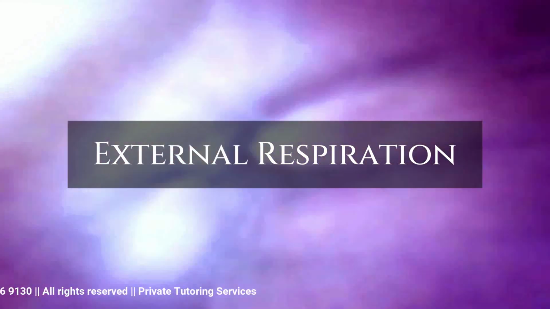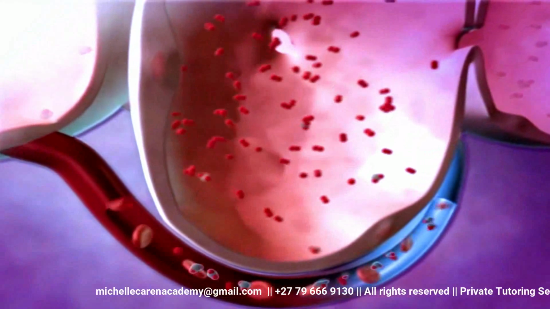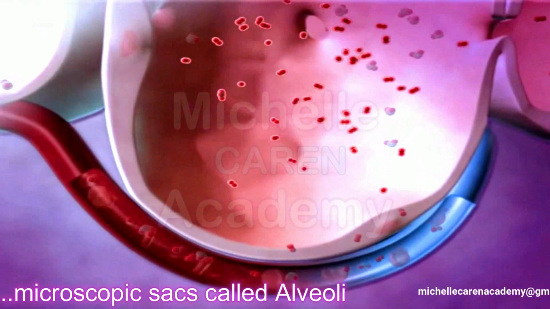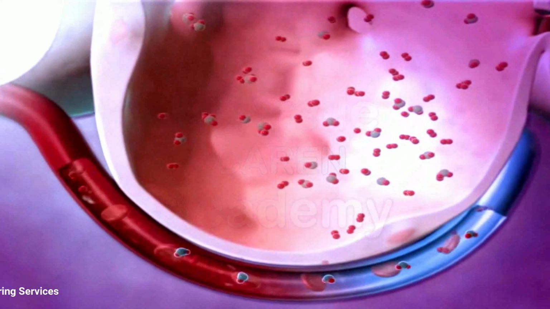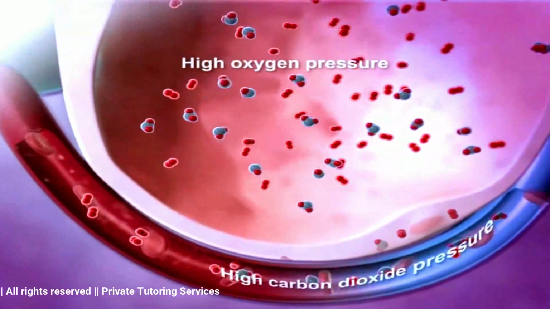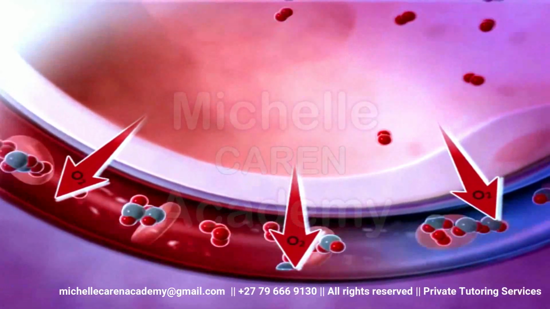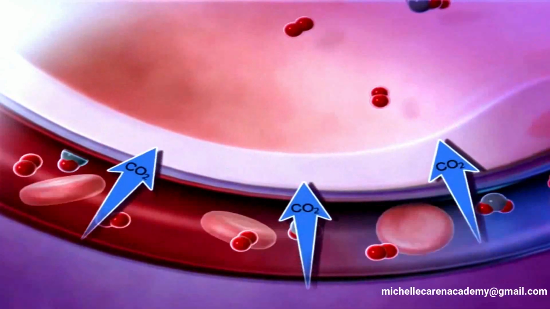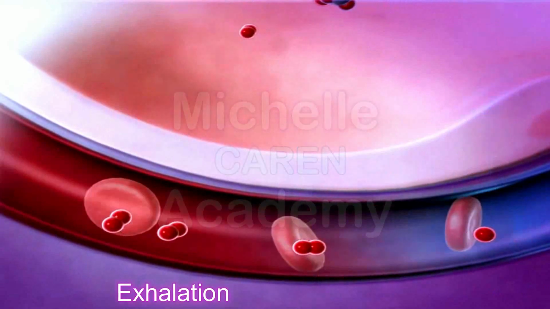Inside the lungs, oxygen from the air is exchanged for waste carbon dioxide from the bloodstream. This process of external respiration takes place in hundreds of millions of microscopic sacs called alveoli. Oxygen from inhaled air diffuses from the alveoli into the pulmonary capillaries surrounding them, and it is pumped through the bloodstream. Carbon dioxide from oxygen-depleted blood diffuses from the capillaries into the alveoli, and it is expelled through exhalation.